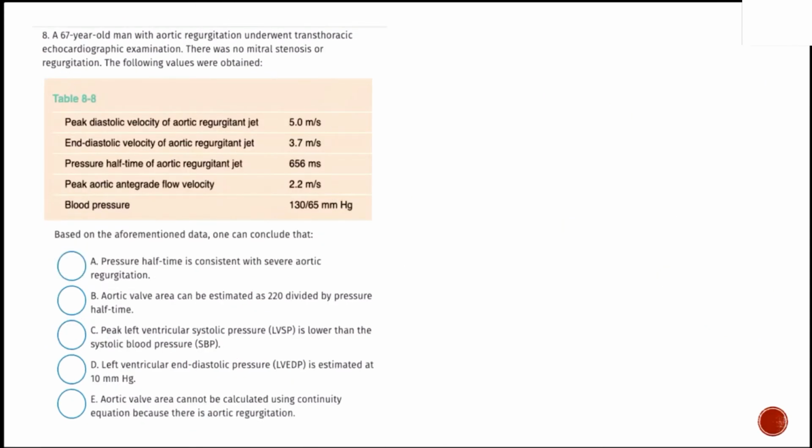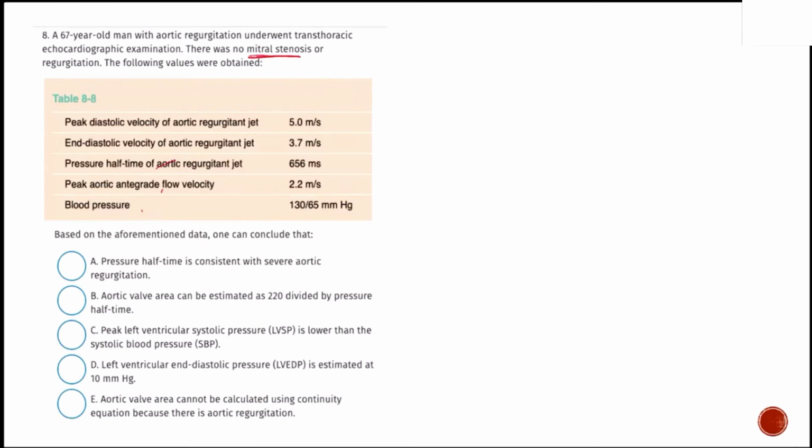All right. We have 3 more questions or 4 more questions. We'll blast through. A 67-year-old male with aortic regurgitation underwent TTE examination. There's no mitral stenosis or regurgitation, right? We care about this. The following values are obtained. Okay. So you guys don't know what this is. You guys know what this is. This matters. Okay. So now we're looking at our left side, right?